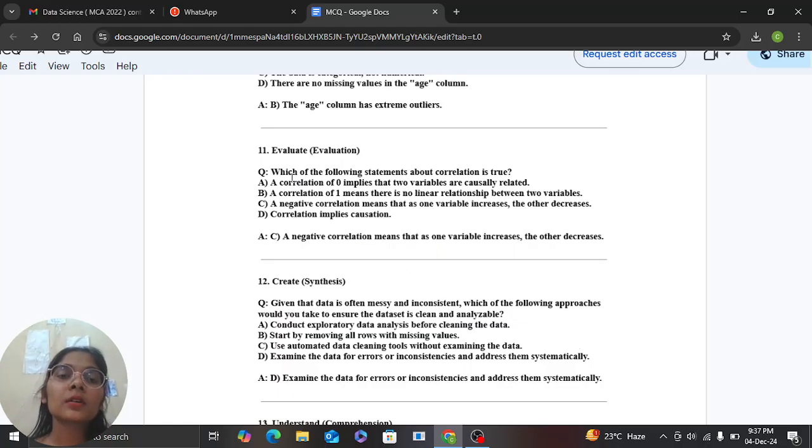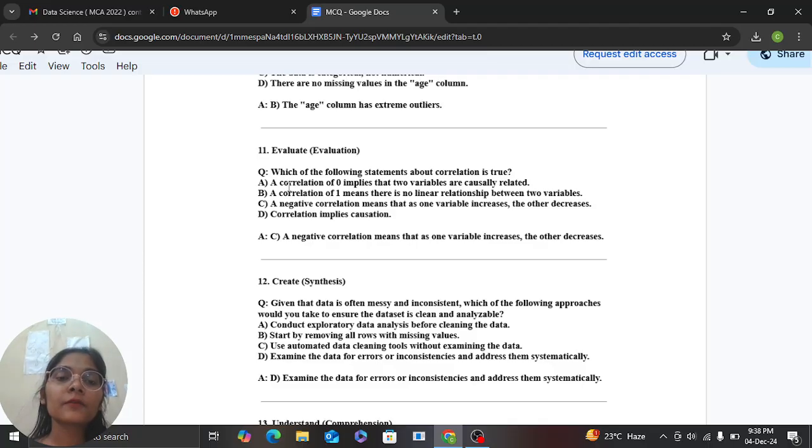Now the another is, which of the following statements about correlation is true? We already know what correlation is. Correlation means how data is related to each other, either it is independent or dependent. So here the question is that which of the following statements about correlation is true?